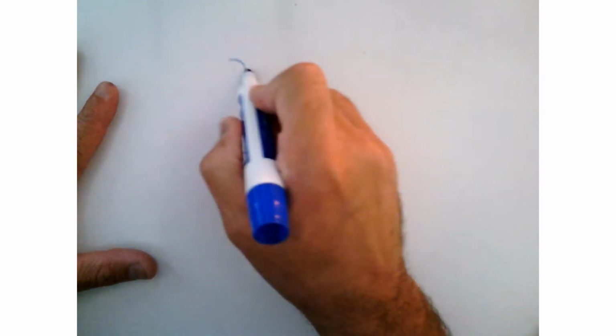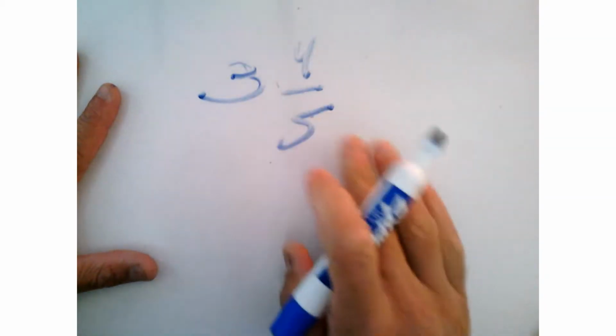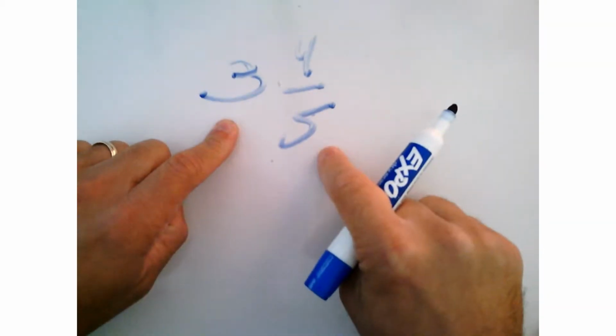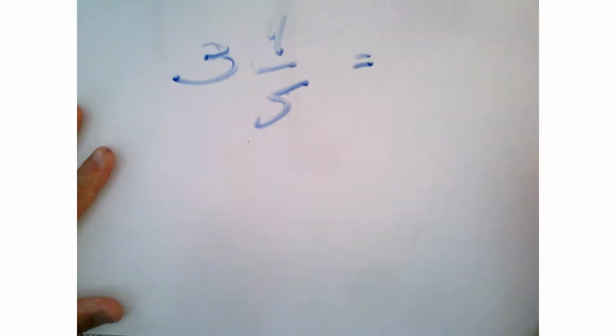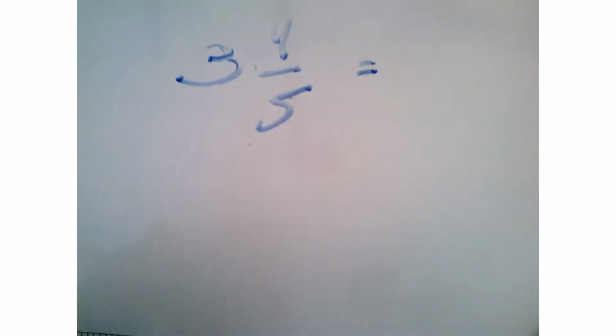Alright, so first thing we need to know is the difference between a mixed number and an improper fraction. Basically, a mixed number looks like this, like 3 and 4/5. It's mixed because it has a whole number and a fraction. So it's kind of mixed up. It doesn't know what it is. I'm going to show you what an improper fraction is in just a couple minutes. We're going to solve this problem, and what we're going to do is turn this mixed number into an improper fraction.